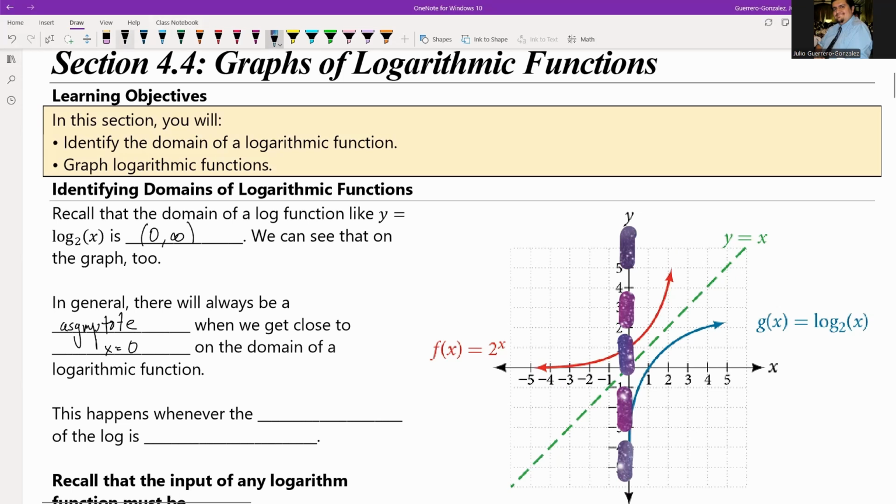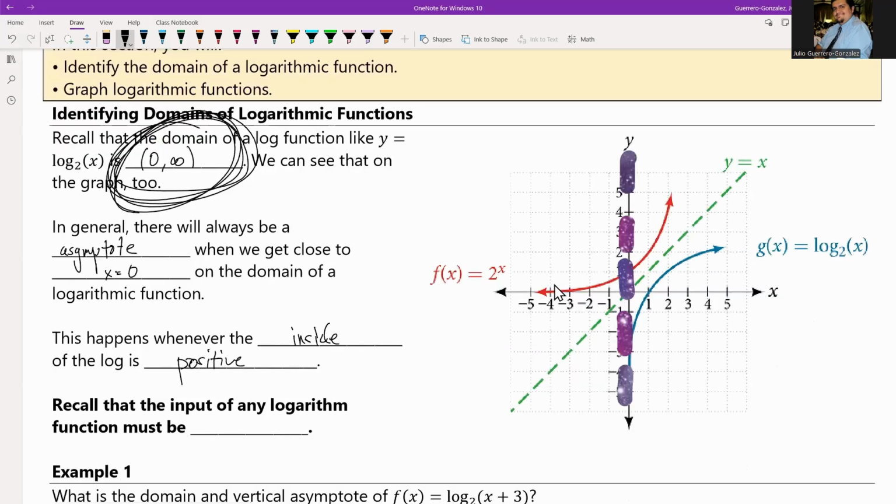And then one last thing. The reason why our domain is this is because the inside of the logarithm has to be positive. That answers our next blank there. The thing inside of the logarithm has to be positive.